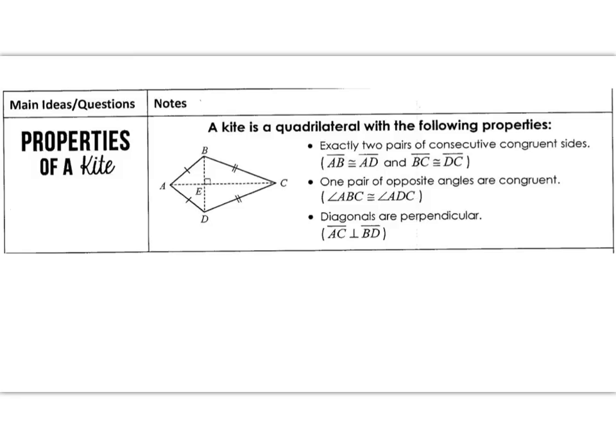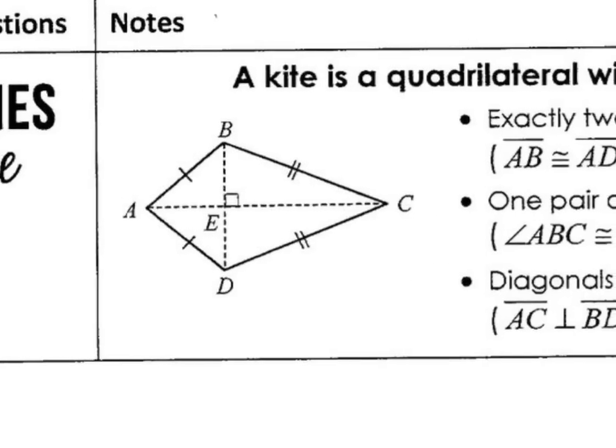All right, so properties of kites. A kite is a quadrilateral with these following properties. So a kite has exactly 2 pairs of consecutive congruent sides. So in this figure, AB is congruent to AD, BC is congruent to DC. Okay? It has 1 pair of opposite angles that are congruent. So in this figure, ABC is congruent to ADC. So if we were to mark that on our diagram, it would be these 2 angles right here.